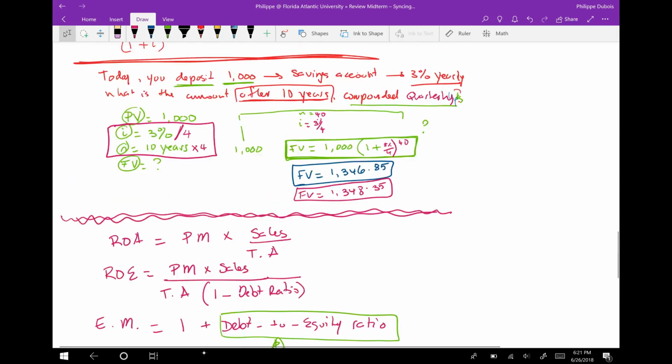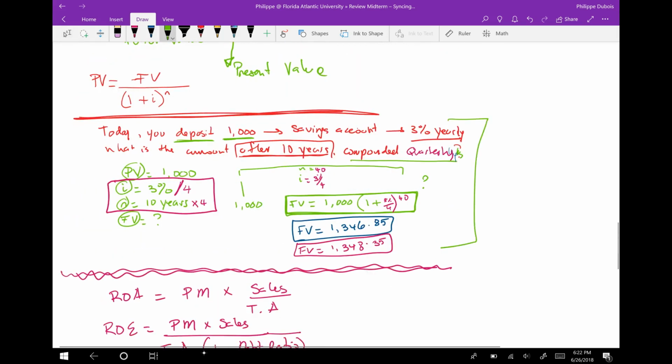Well, I've given an example on your compounding. This is your compounding, right? Compounding interest. There you go. This is your compounding interest example.